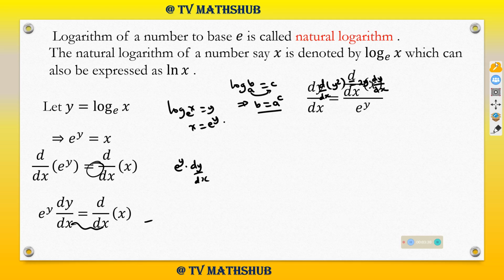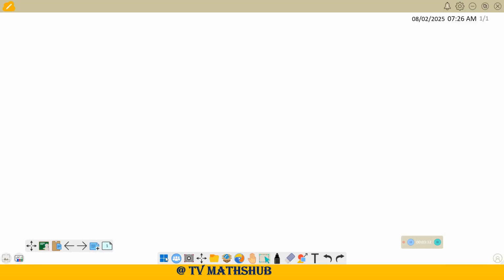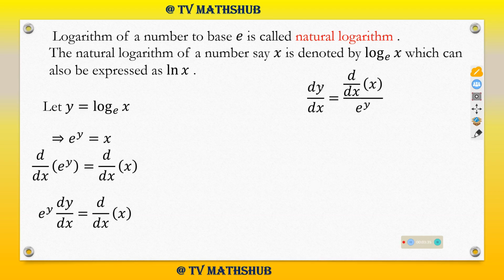So if that is clear, we can now write that dy/dx will be equal to, when I make dy/dx the subject, I will have this divided by e to the power y, which will give us this given expression. So we can easily write dy/dx, which is d/dx of x divided by e to the power y.